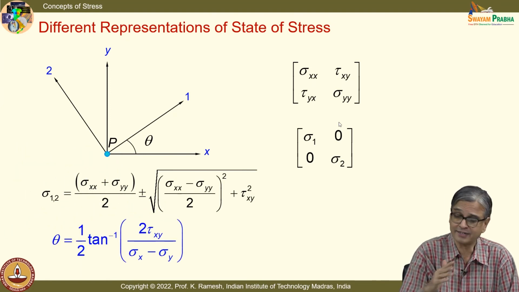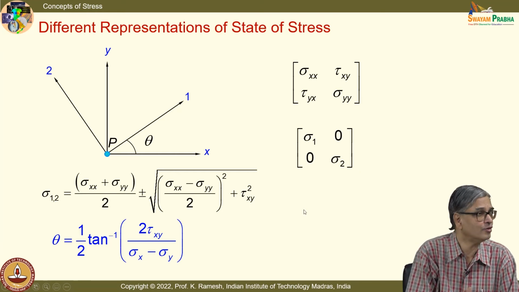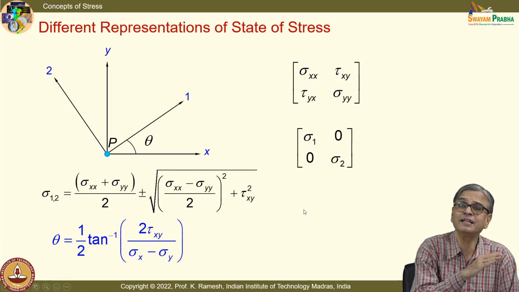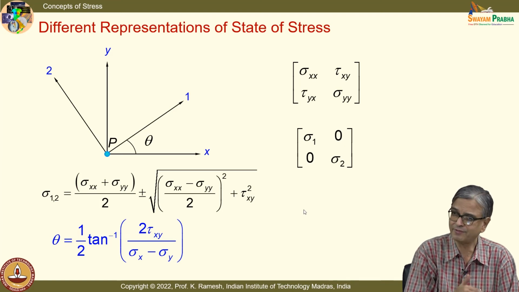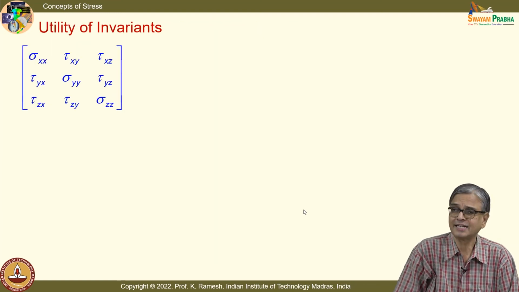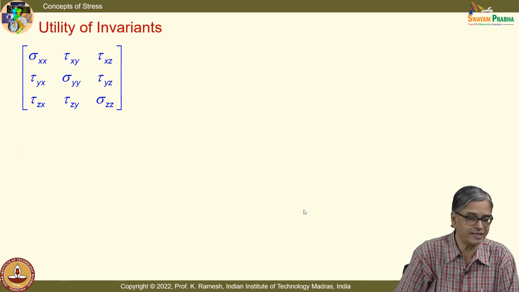This you should understand. See, I have a populated matrix here. Here I have only the diagonal terms available, non-diagonal terms are 0. It brings a lot of comfort in mathematical development. We will take advantage of this. As I said, we have to utilize the invariants.